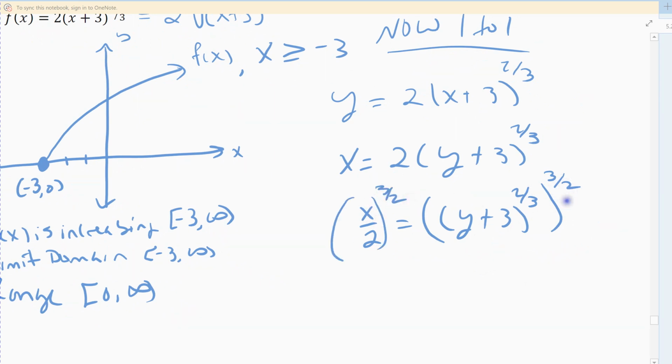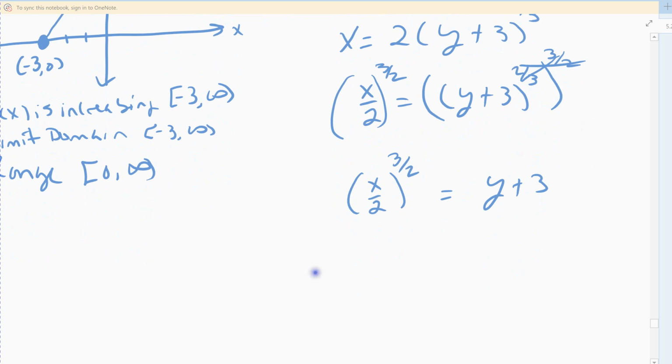Since it's the half, this half represents the square root, we would technically do plus or minus again. But remember, my x values are going to be positive because the range is 0 to infinity. So we only want the positive, because I already know my x values should be positive. So x divided by 2, positive, raised to the 3/2, those cancel each other out, leaves me with y plus 3.